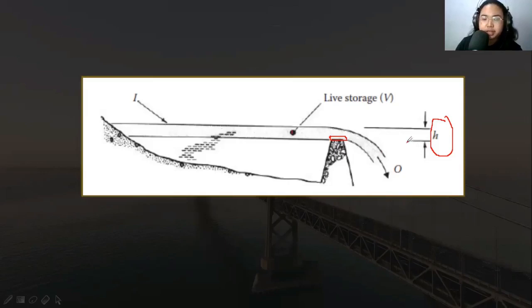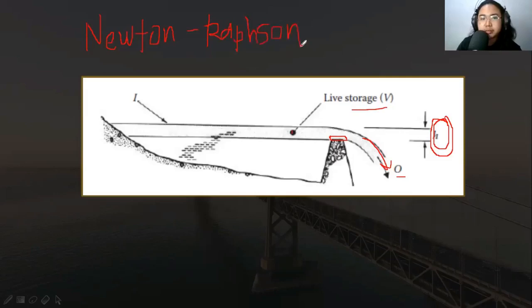Hence, for a given reservoir, both volume and outflow can be expressed as functions of H. This is the stage. So the continuity equation from earlier may be solved by a number of numerical methods, including the Newton-Raphson method. I will demonstrate it later.